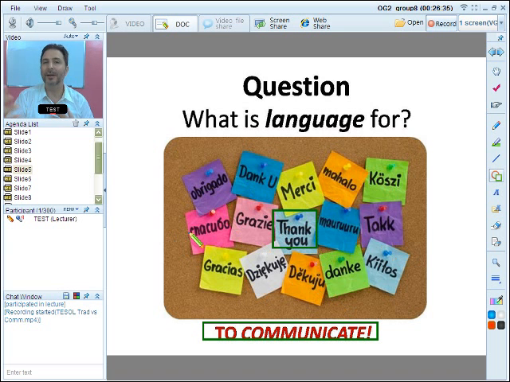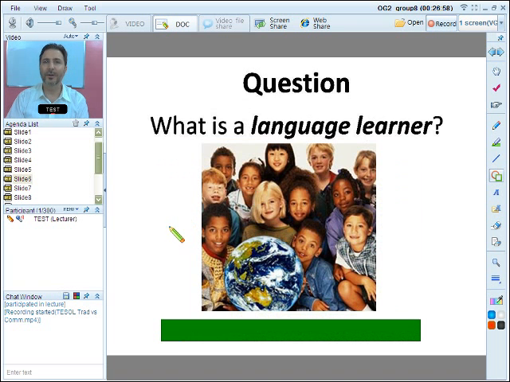We're trying to learn the language so we can interact with people or the environment. It's not just basic, it's not just facts, but language is to be used. I agree, other subjects such as science and math can be used, but that's a different subject. Pardon my pun. But let's move on. Now, what is a language learner? Think about that. What is a language learner?